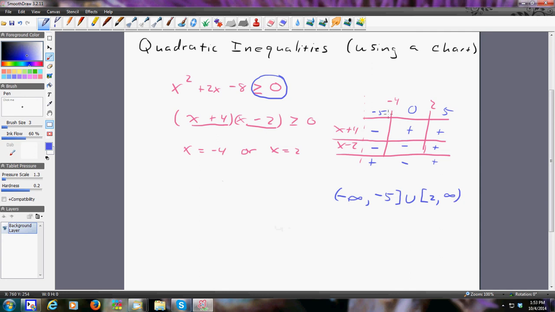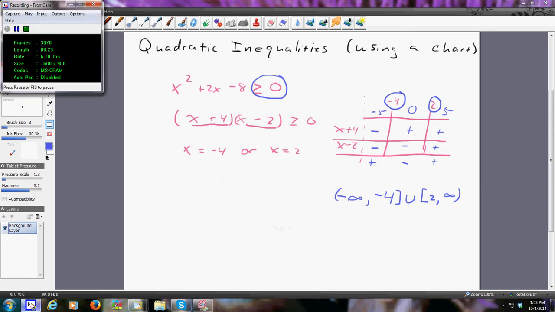So it's going to be negative infinity to negative 4 inclusive, or positive 2 to infinity, because these are the values. Sorry, I'm slightly distracted by my assistant. That should have been a negative 4. And that's it. So that's it with graphing quadratics. I hope you liked it.